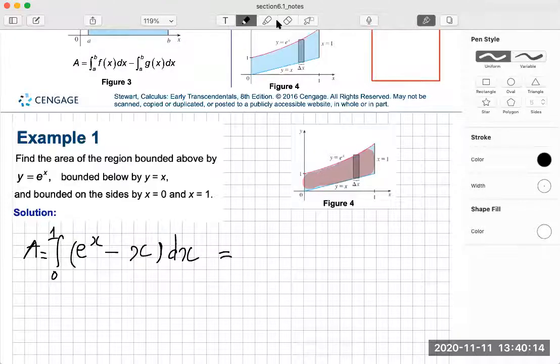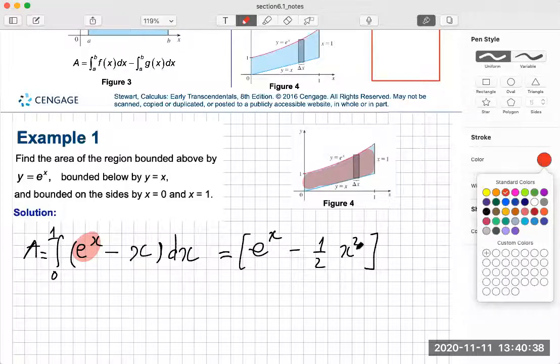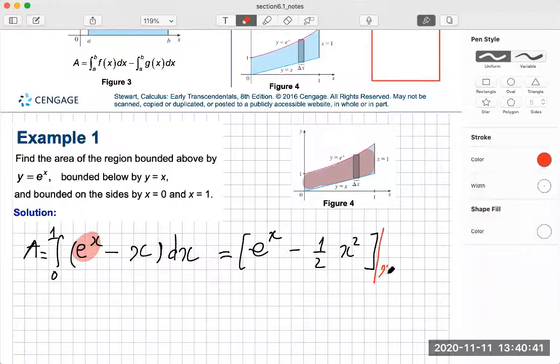Very good. Antiderivative of e to the x is e to the x. Perfect. And 1/2 of x squared, right? Thank you, Matthew. And the limit will run from x is equal to 0 to x is equal to 1.